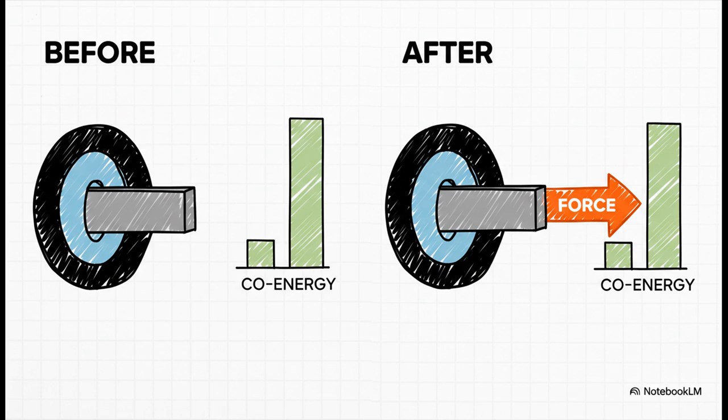And get this, there's a really fascinating physical insight that comes out of all this math. It gives us a new rule of thumb. Force or torque will always act in the direction that increases the co-energy. It's this incredibly intuitive way to predict which way something is going to move. It's almost like the system is trying to find its most comfortable state.